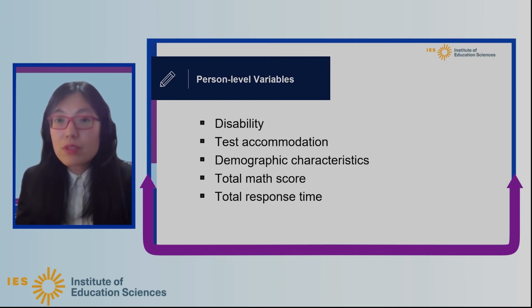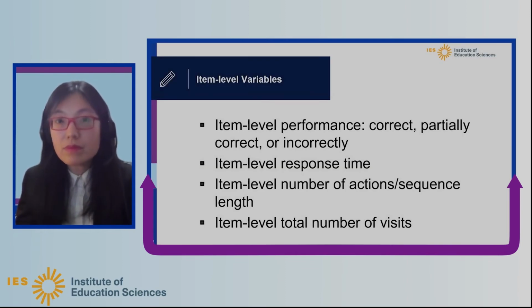Other person-level variables included in this study are demographic characteristics variables, total math score, and the total response time. Total math score on the test is the summation of the item-level scores across all 15 math items. Total response time is the total time in seconds a student spends working on the whole math assessment. Item-level variables include item response data, for example, whether the student answered an item correctly, partially correct, or incorrectly.